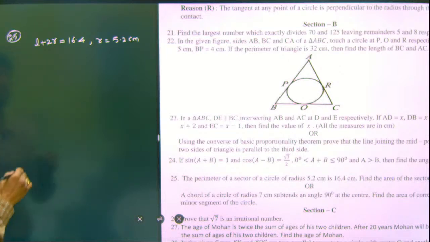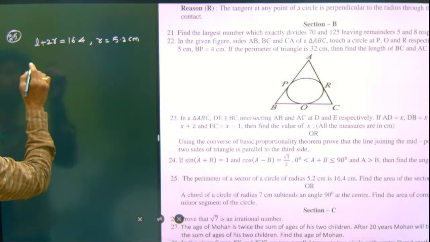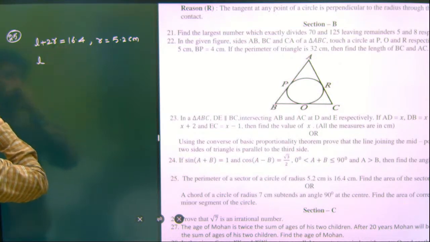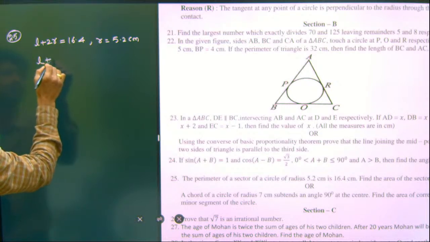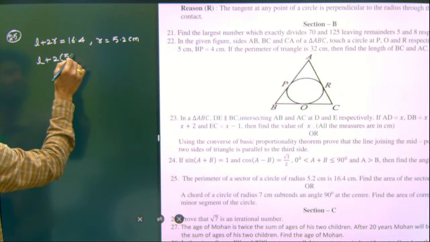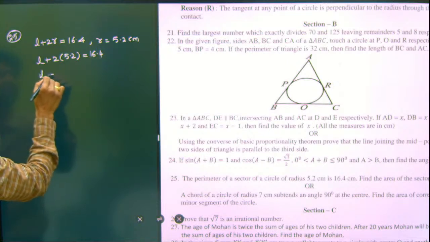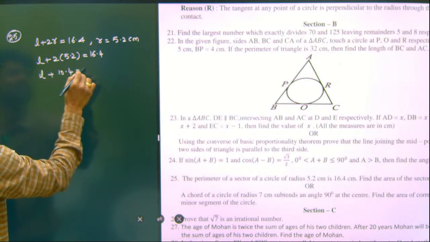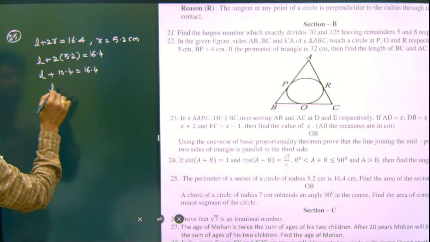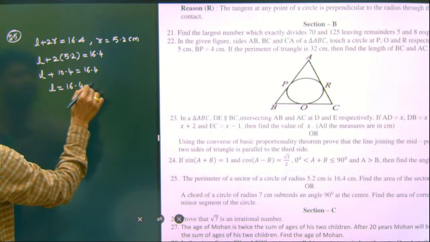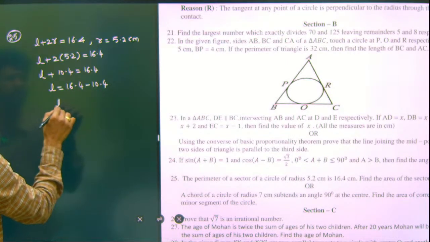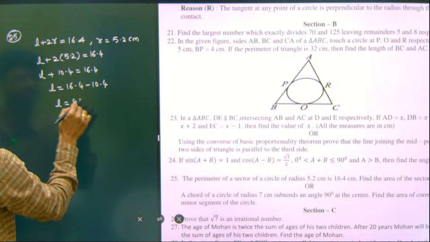So how can we find out? Now substitute the R value here so that we get L first. L plus 2 into 5.2 is equal to 16.4. L plus 10.4 is equal to 16.4. L is equal to 16.4 minus 10.4. L is equal to 6 centimeters.